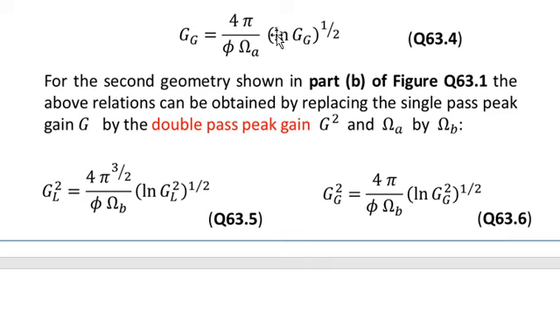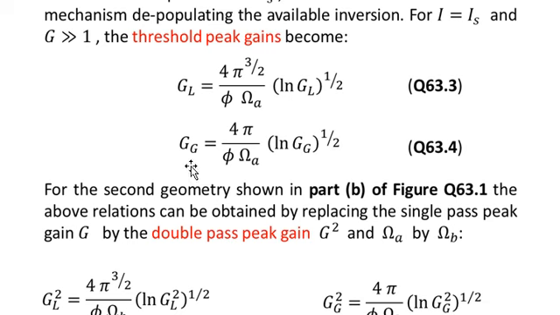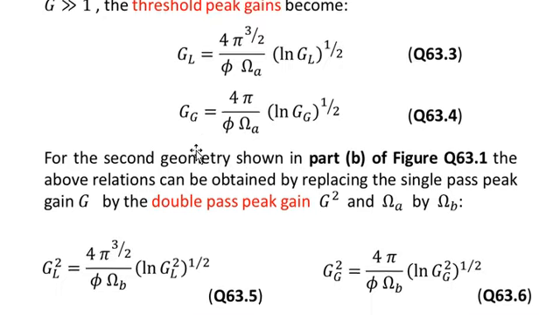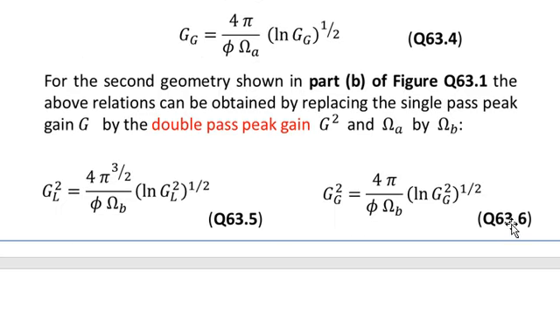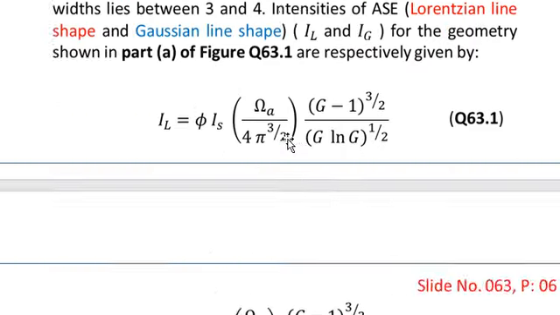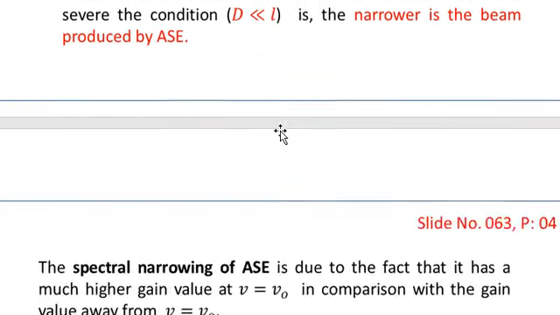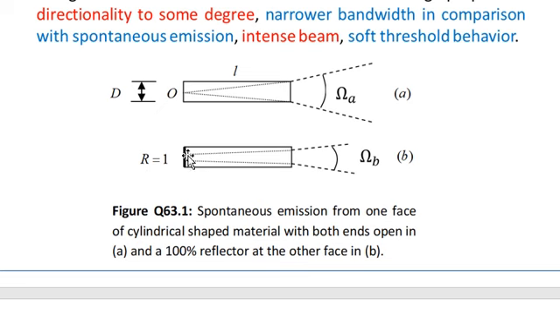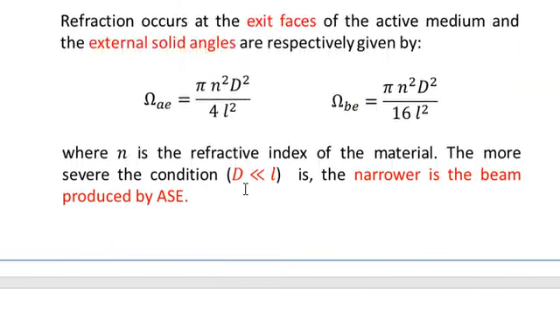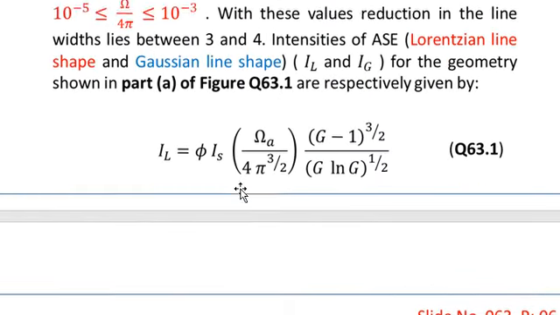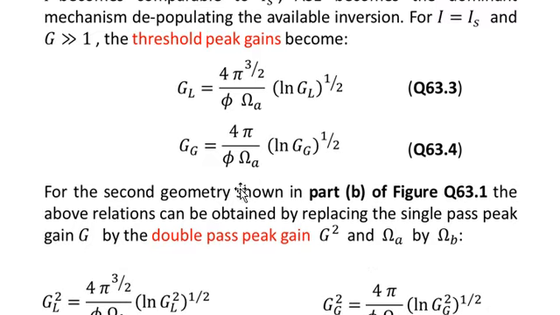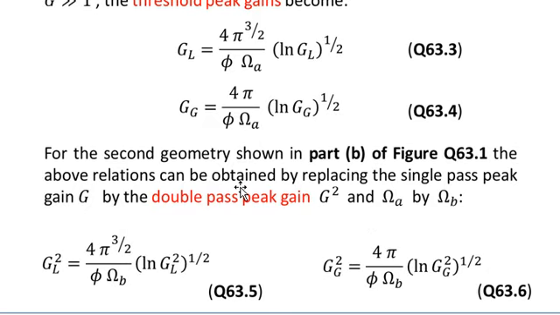And we have replaced capital GL and capital GG by capital GL square and capital GG square in equation numbers 63.5 and 63.6, because we are here talking about the double pass peak gain, because we have placed a reflector at the other face of the cavity shown in B. On the left hand side we have a 100% reflector. Okay, so we have calculated the gain for both of these geometries for the case of the Lorentzian and the Gaussian cases respectively.